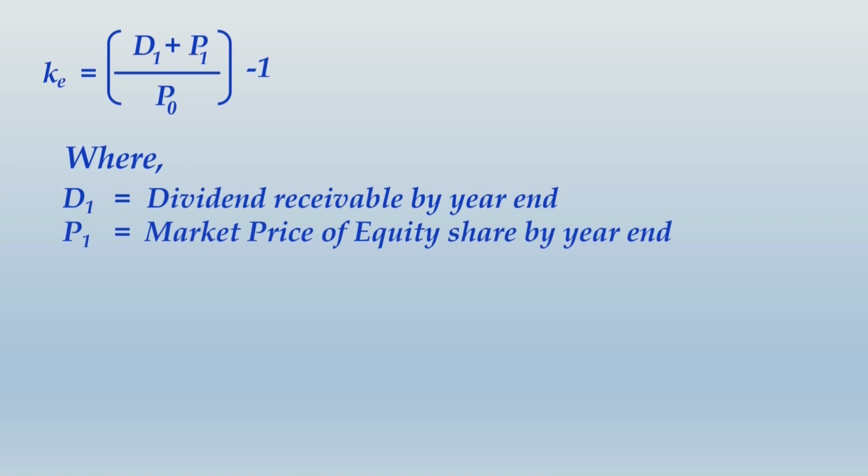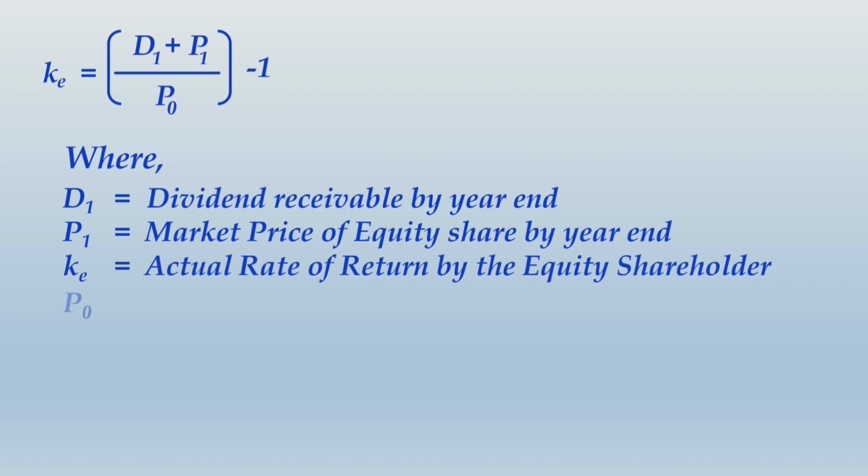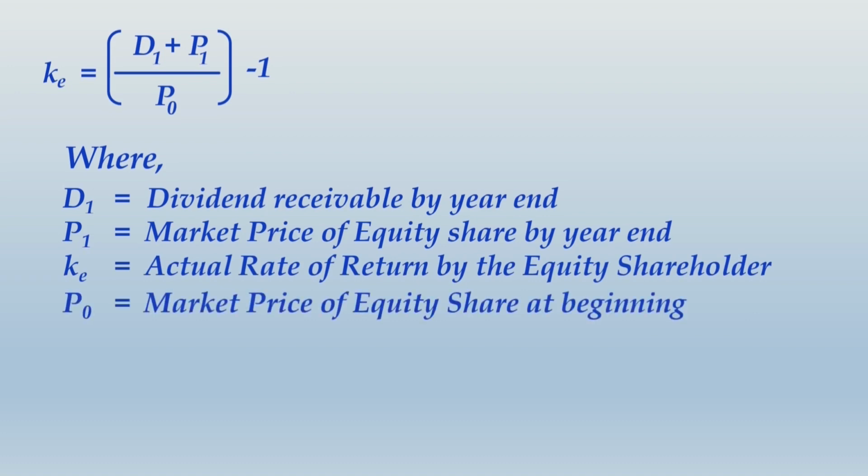Have you noticed one thing? From D1 and P1 the word expected has been removed, because this is not the earlier approaches, this is the realized yield approach. Because we are already standing at the end of the year, there is nothing expected. We know how much is D1 and how much is P1. KE is what we want to determine, and P0 is the market price of equity share at beginning.